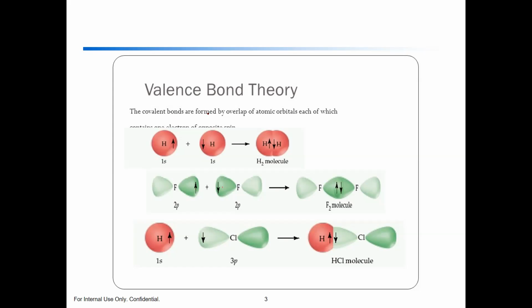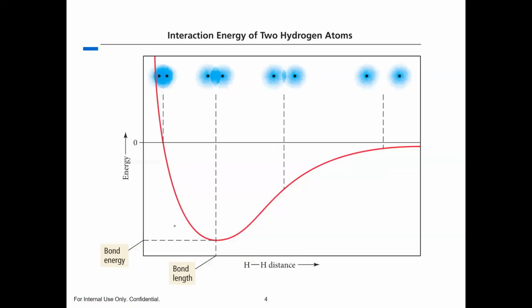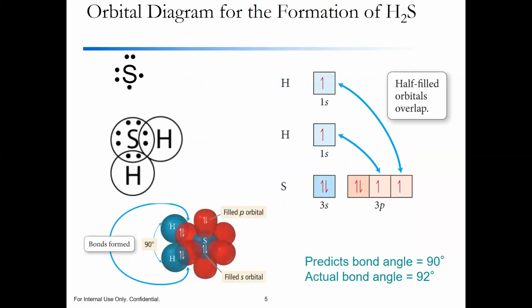Our covalent bonds are formed by overlap of atomic orbitals, and these orbitals have to have one electron in there. HCl, this electron and this electron, okay? And this is our model again, what we've seen before. I'm not going to go over this one again. Let's look at this one.